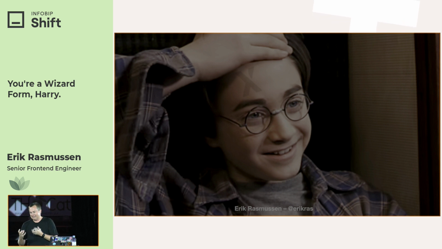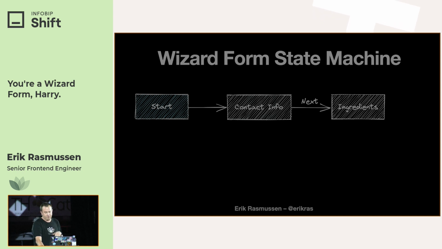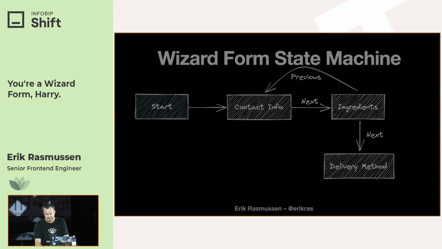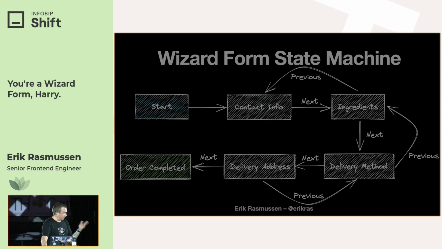So first, let's get out a piece of paper and draw our state machine to see what it should look like, so we can agree before we even start coding. So we're going to start on our contact info page, and from there, if you hit next, you're going to go to the ingredients page. And from there, if you hit previous, you go back to contact info. But if you hit next, you're going to go to the delivery method page. Previous goes back. Next goes to delivery address. And previous goes back. And next goes to order completed. But if you've chosen pickup, we need to skip the delivery address step.